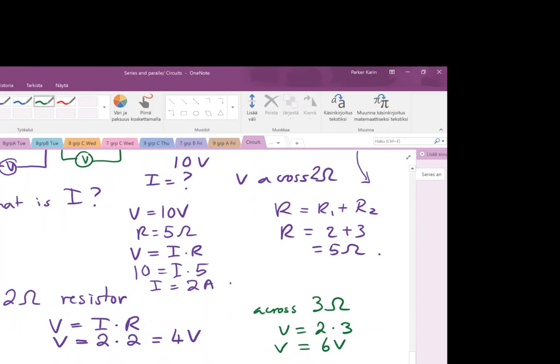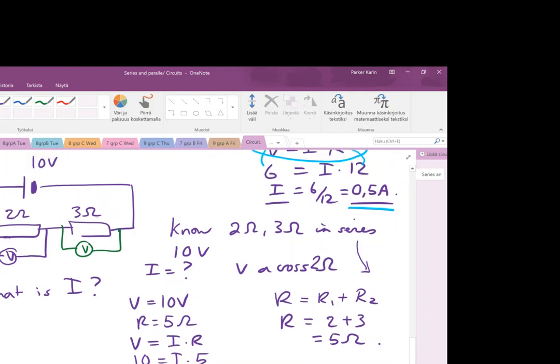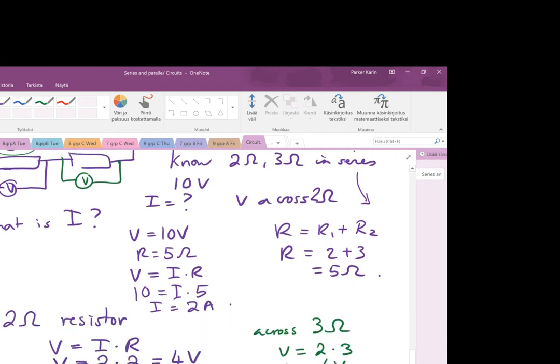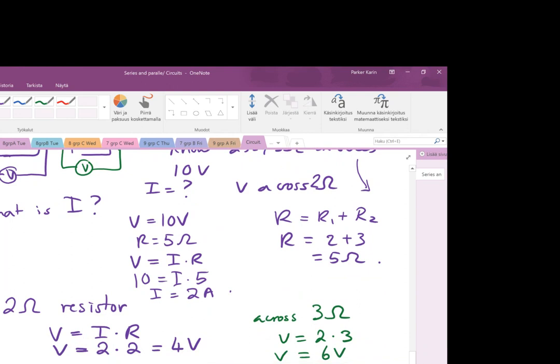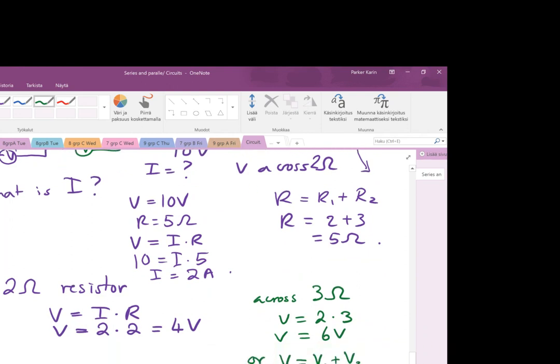Or you can use our voltage rule, V equals V1 plus V2. Our voltage across the whole circuit is 10, and our voltage across the first, we've just worked out, was 4 volts, so our next one must be 6. 10 is equal to 4 plus V2, V2 equals 6 volts. Okay, either way, doesn't matter. I know I didn't ask you for that, but I wanted you to have a go at it.